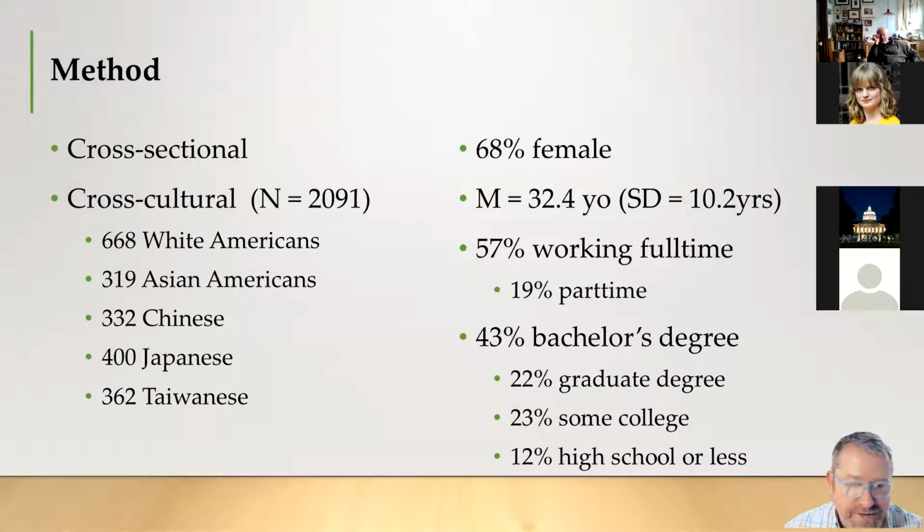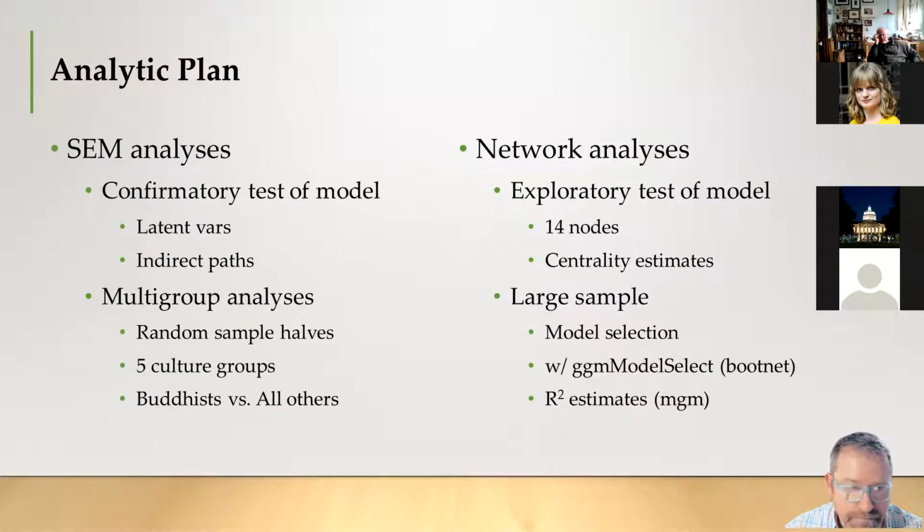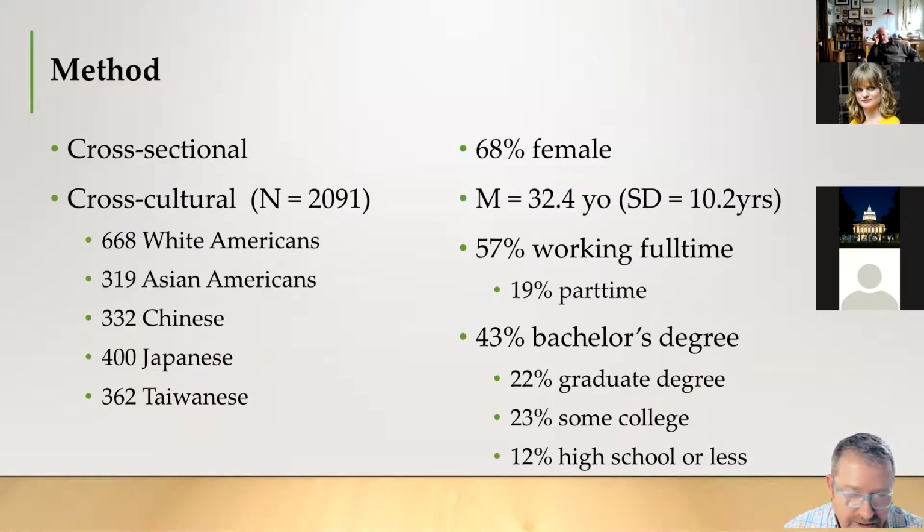We have cross-sectional data from about 2,000 people from the United States, China, Japan, and Taiwan. So we had the entire survey translated into simplified Mandarin, traditional Mandarin, and Japanese, those 3.